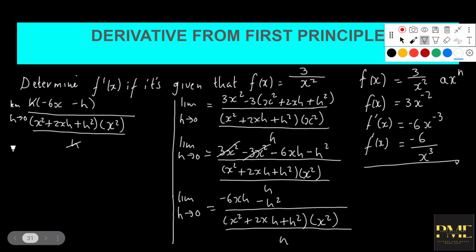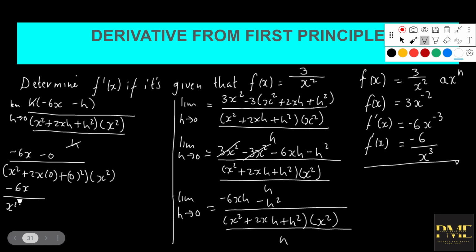So here it's the same thing we will do now, so minus 6x minus 0 all over x squared into brackets plus 2x into 0 plus 0 all squared into x squared. Okay, we know that we have 0 there, and anything multiplied by 0 is 0, so it's x squared plus 0 multiplied by x squared. In other words we have negative 6x all over x squared multiplied by another x squared, guys.